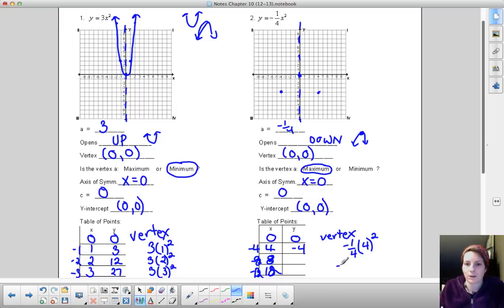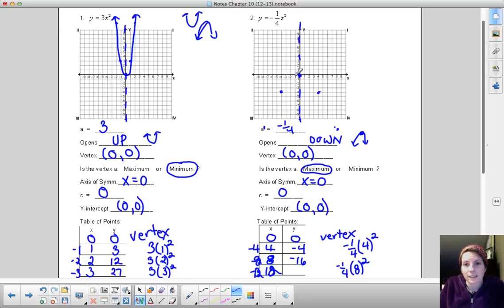Let's go to that next value. Negative 1/4 times 8 squared. 8 times 8 is 64, times negative 1/4 is 16, right? Should be. So it should be a negative 16. So at 8, we're all the way down at negative 16.